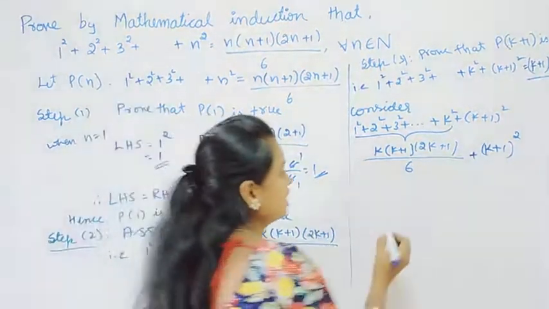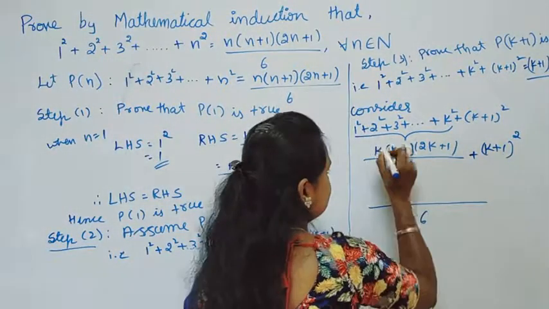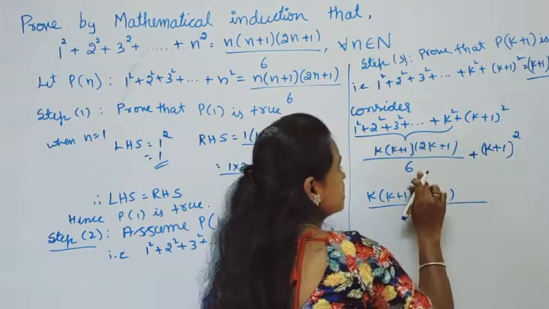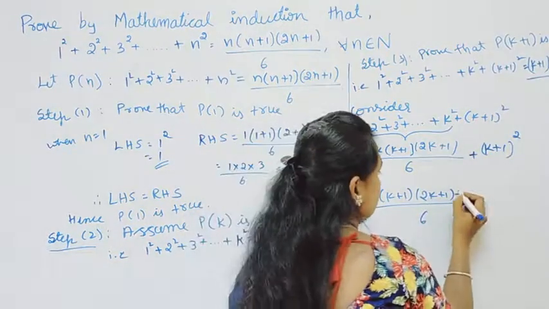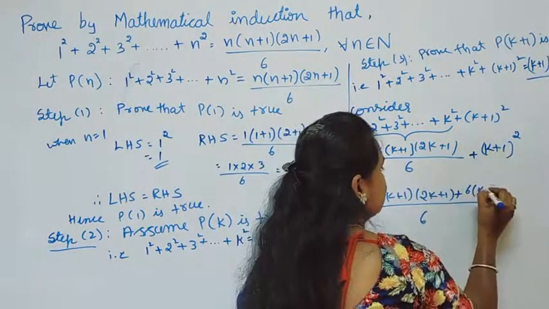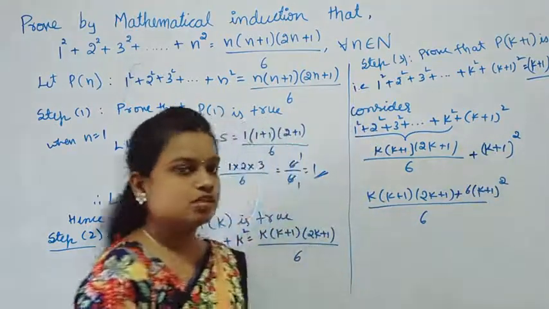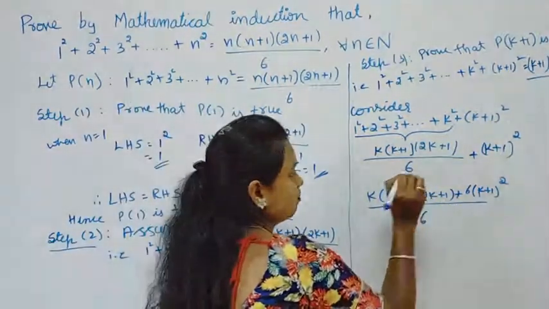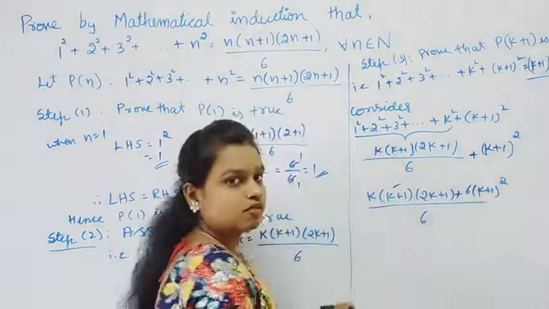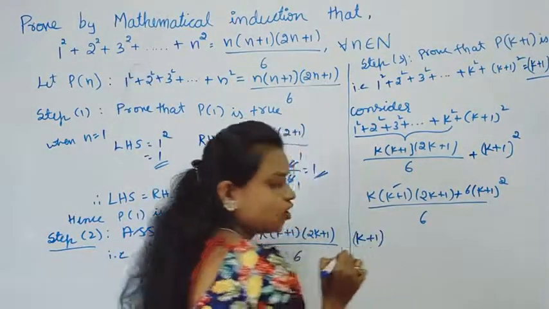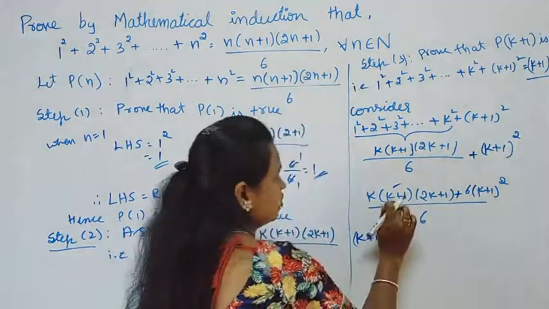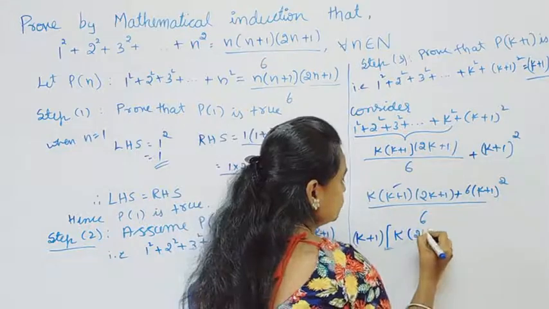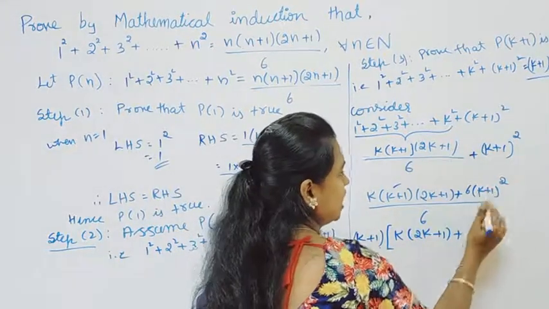Okay, now take the LCM, that is 6 is the LCM. Write this one as it is, k plus 1 into 2k plus 1. Okay, 6 into this term multiplied. So plus 6 into what? k plus 1 the whole square. So here I take the LCM. Now simplify this one. Here also k plus 1 is a common term. Here also we have k plus 1. So take k plus 1 as a common factor. So what is the remaining? So k plus 1 removed, we take the common factor. So the remaining is k into 2k plus 1 plus here we have 6.